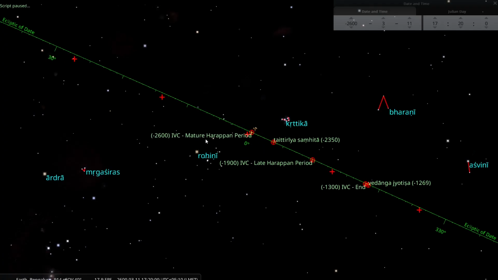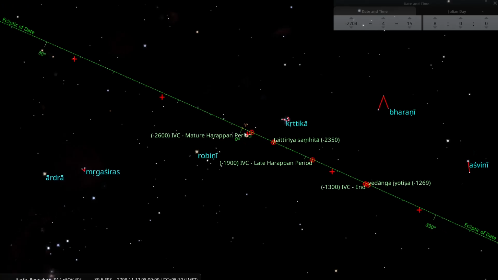But before that, we have hit another Indus Valley civilization marker called the mature Harappan period. This is where the Indus Valley civilization really came into its own, fully flourishing from here to here, 2600 to 1900 BC. After that, it declined and ended at 1300. So it seems like Taitiriya Samhita and Taitiriya Brahmana were composed by the Indus Valley people when the civilization was in its prime, very mature.